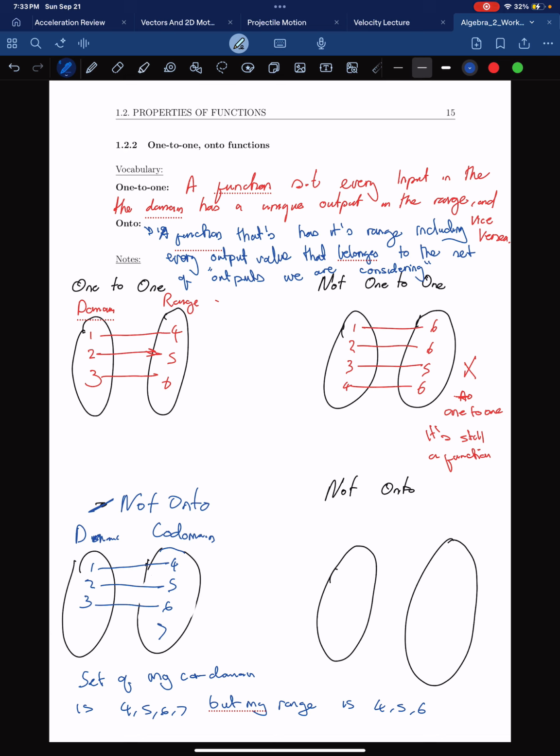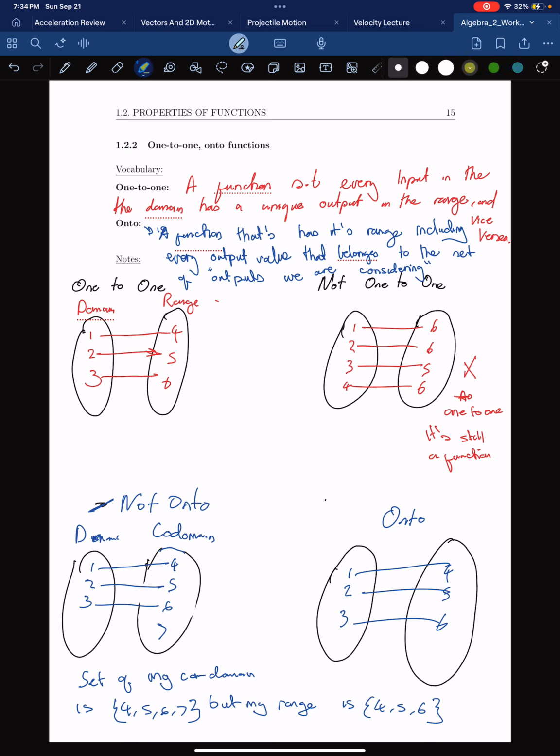So, not onto. Now I should have an example of a function that's onto. So my onto function, sorry, let me put some nice parentheses here for you guys. I know I've been fussy with the parentheses lately. An onto function is just any function where the codomain equals the range. Here there's no 7. On this side, my codomain is 4, 5, 6, and my range is 4, 5, 6. So that's the gist of an onto function: codomain equals range.